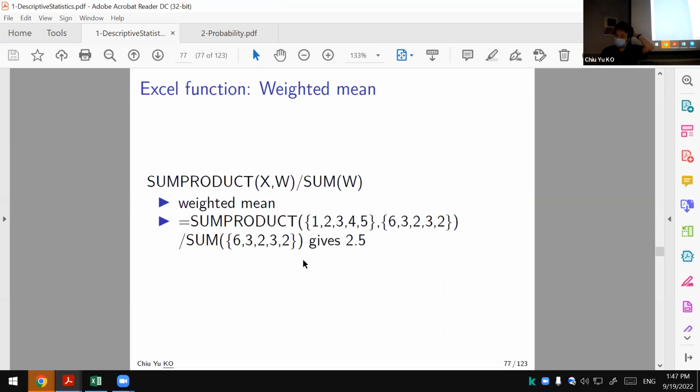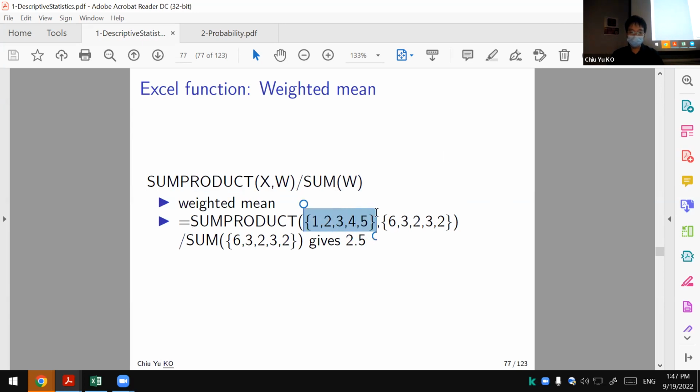I think this is something worth telling you: how to do the weighted mean quickly, which relies on what we call sumproduct. Sumproduct is how you calculate the numerator for the weighted mean: you multiply each observation by its own weight. The data is 1, 2, 3, 4, 5, and the weights are as in the example in the slides. That's how you do sumproduct.